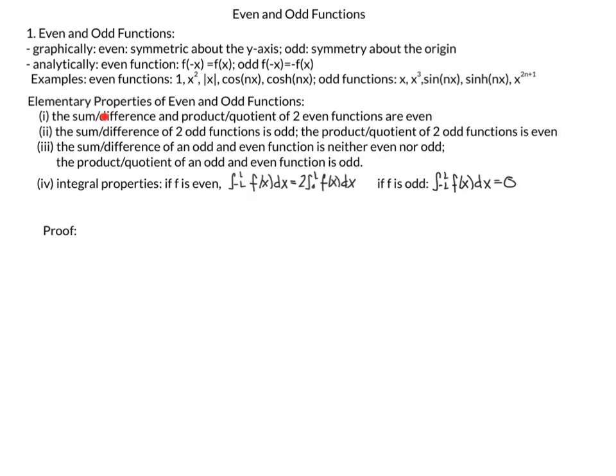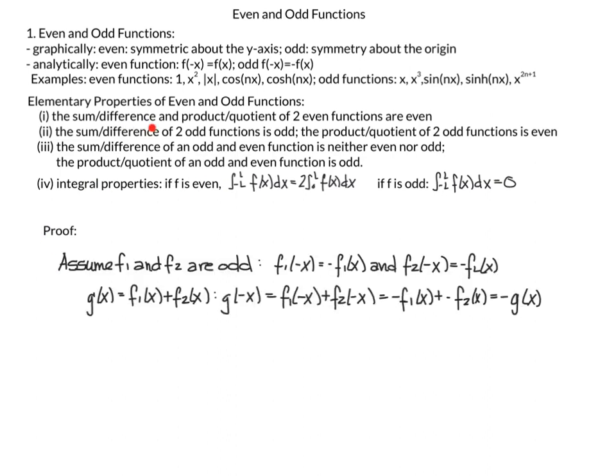Then next we have these properties that the sum or difference of two even functions is even, and the product and quotient of two even functions are also even. The sum or difference of two odd functions is odd, and the product quotient of two odd functions is even. And then the sum or difference of an odd and even function is neither even nor odd, and the product quotient of an odd and even function is odd. And we're going to prove one of these before we look at the last property.